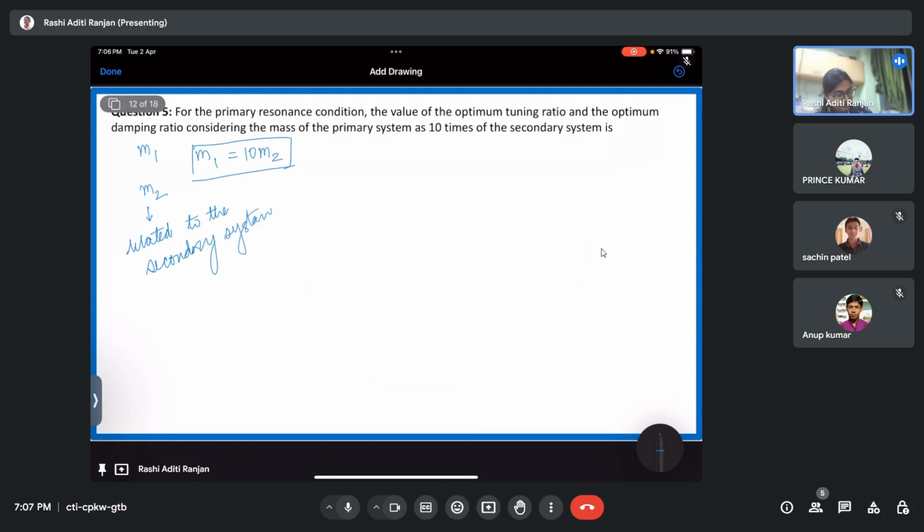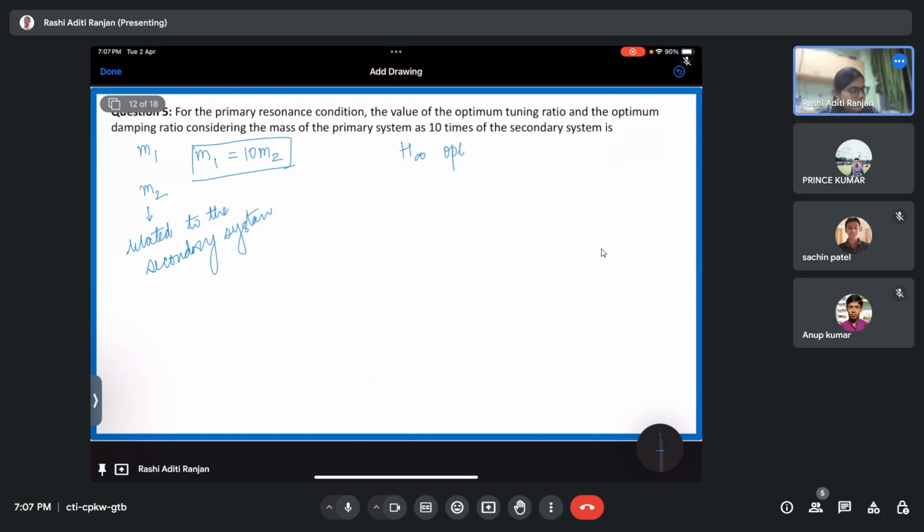Correct. So I have this. Now, what does it say? It says to find the optimum tuning ratio. So as has been discussed in the lecture, it is the H infinity optimization. Though there is a broad range of optimization techniques, I'll consider only the one that has been discussed in the lecture.